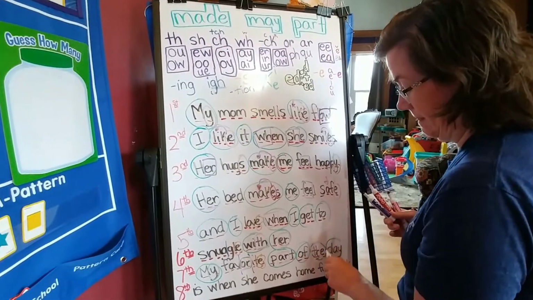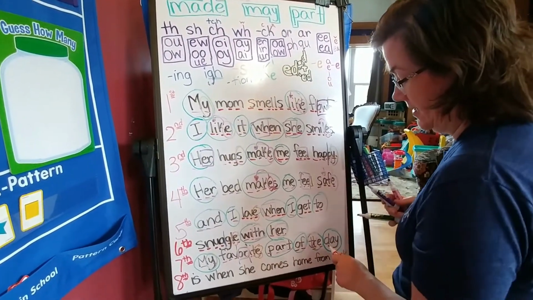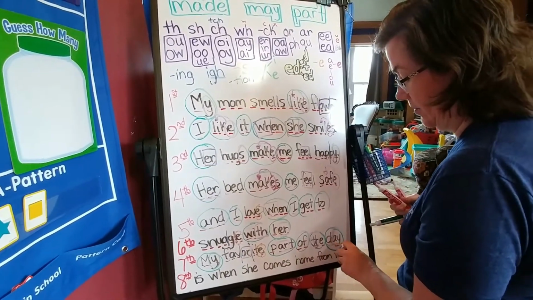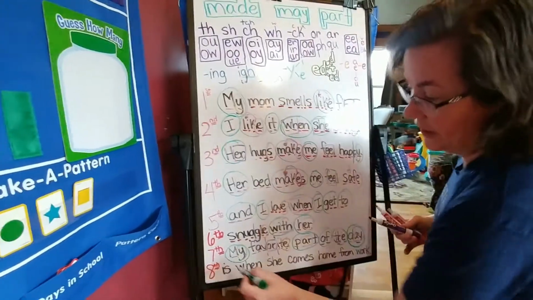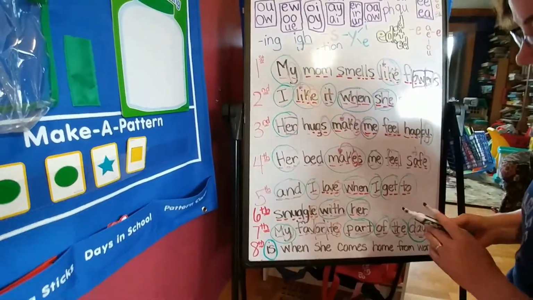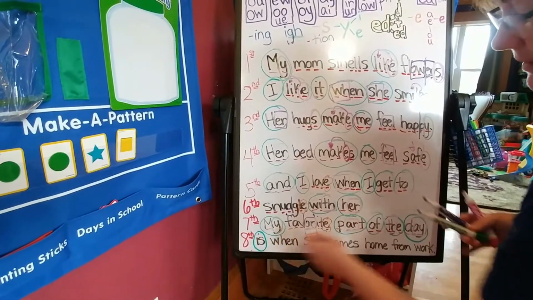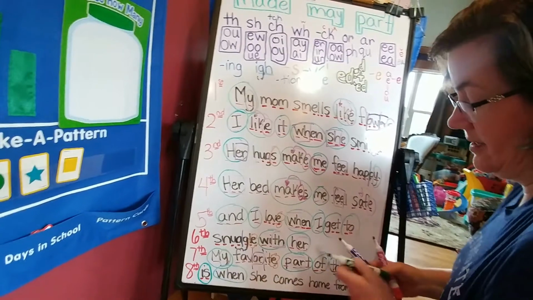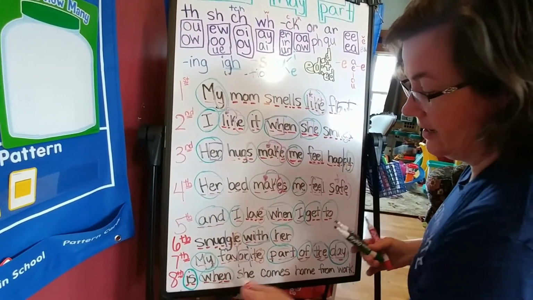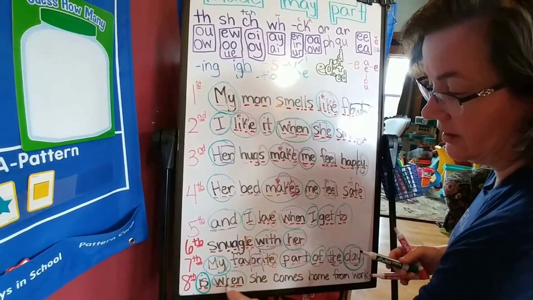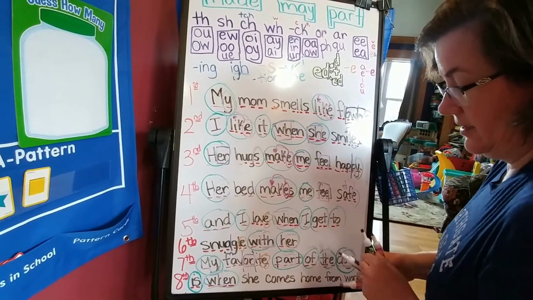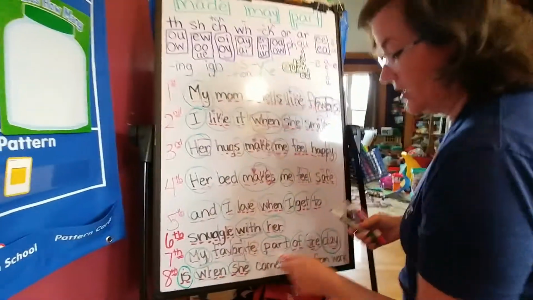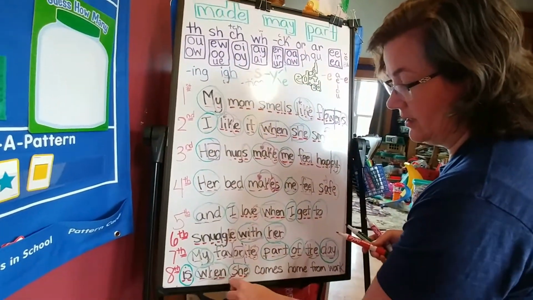Day, D-A-Y, has our A-Y in it. Sight word is, has I-S. Sight word when, W-H-E-N, which has our W-H in it. Sight word she, oh, sight words, this is awesome. S-H-E, which has our S-H in it.